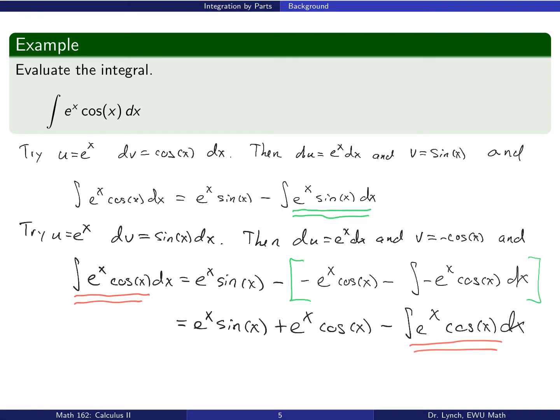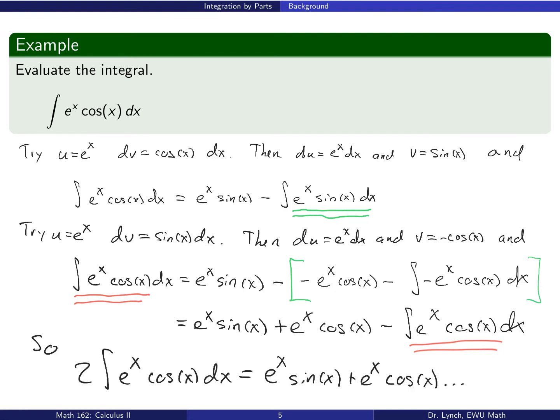So we can go ahead and manipulate this equation algebraically by moving that integral to the left-hand side and coming up with two of them instead. So again, here's an expression where we've moved our integral on the right-hand side over to the left-hand side so that there are now two of them on the left-hand side of our equation. So two integrals of e to the x cosine x dx is e to the x sine x plus e to the x cosine x.